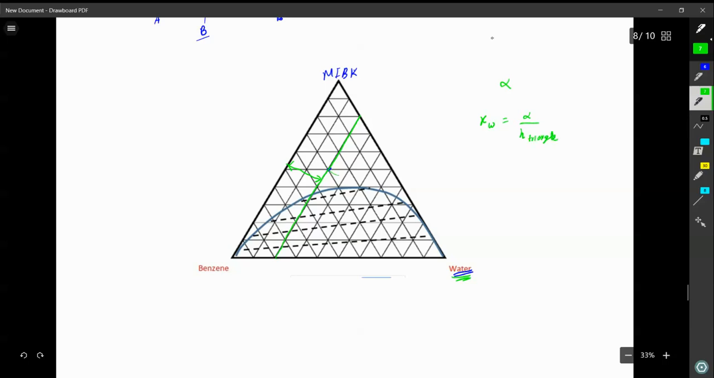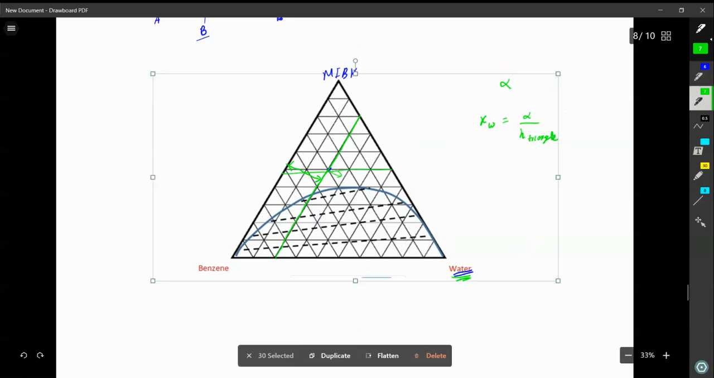So yeah, basically if this line shifts near water, it is increasing the concentration of water. Now that's how you read it. So basically you can do the same thing for MIB and benzene. That's how you read it.